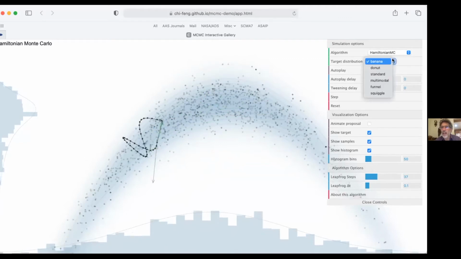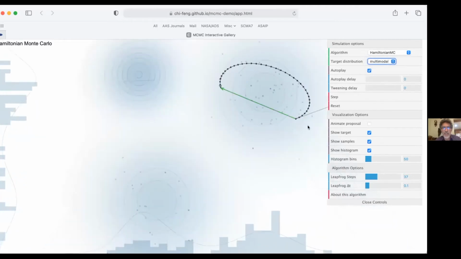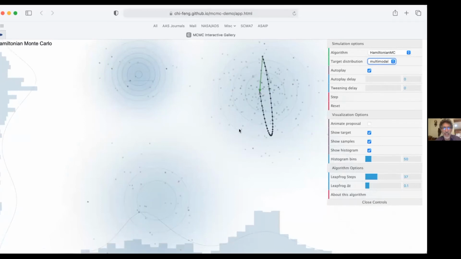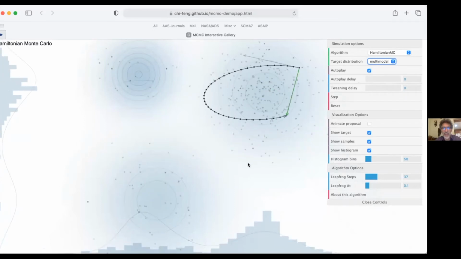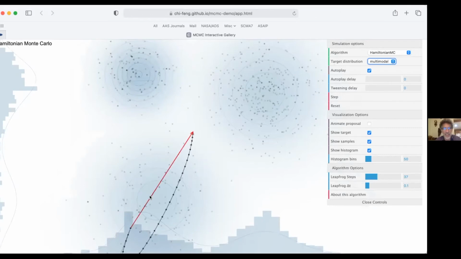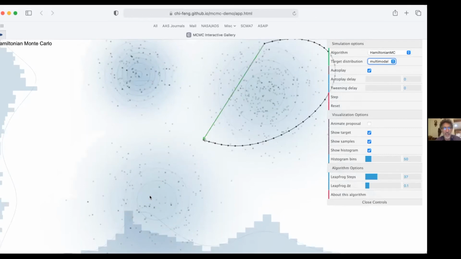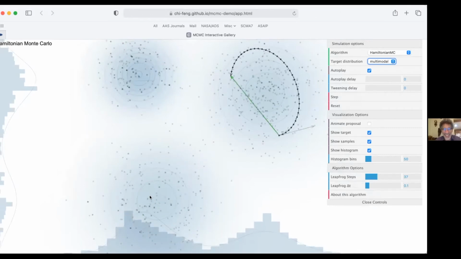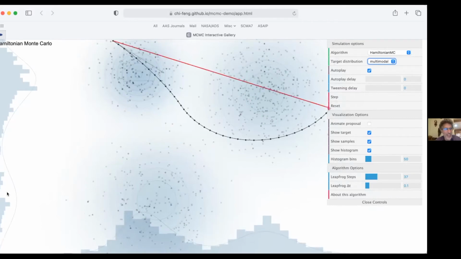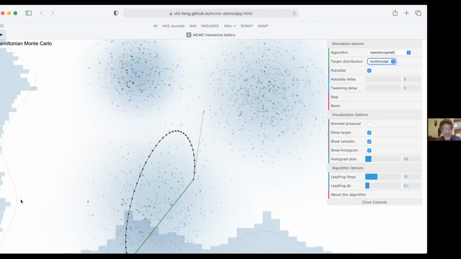Let me try a multimodal. So this one has 3 modes. You can see they're completely separated. So the algorithm has to know how to jump between them. You can see it's done this one nicely, but it hasn't done the one on the lower left very well yet. So we'll see if it does it. You see, it got too many there, not enough there, and not nearly enough in the bottom. But it's slowly doing better.